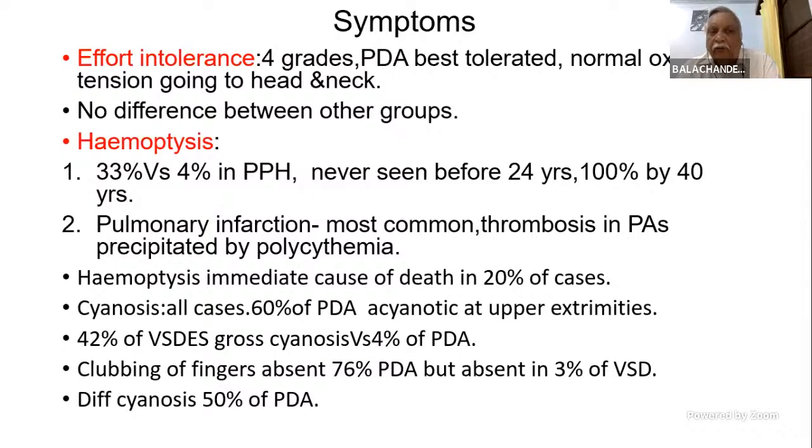And of course, you have effort intolerance, which is very classical of ASD, not so much in others, and the PDA, of course, is the best tolerated. But in ASD, you have a lot of effort intolerance. So you have to get the history of fatigue, and hemoptysis is also there, important for Eisenmenger symptoms. Next slide.